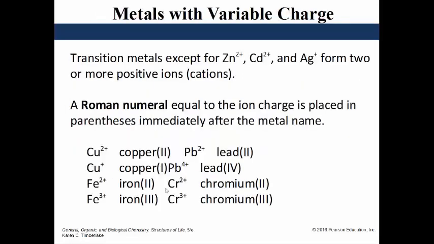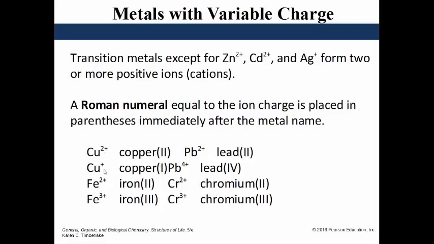Now the transition metals, except for zinc and cadmium and silver, form 2 or more positive ions, so 2 or more cations. To help distinguish between those, use a Roman numeral equal to the ion charge in parentheses just after the metal's name. So for example, copper can either have a charge of +2 or just +1.